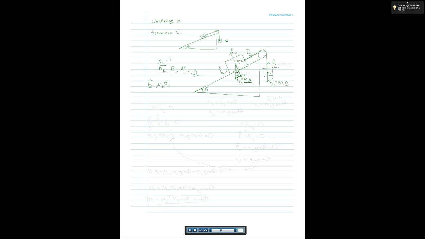Okay? So, again, I'm going to work with block 2. I know that it's in equilibrium, so the sum of all my forces in the x direction has to equal 0. Well, what are my forces in the x direction? I have my force due to tension, I have my frictional force, but I also have the x component of my weight. All of those three forces added together need to give me 0.